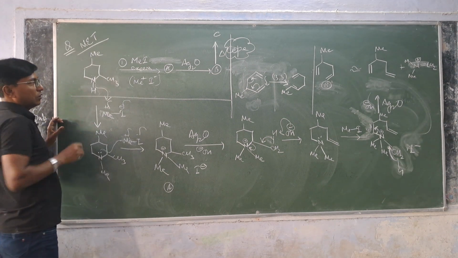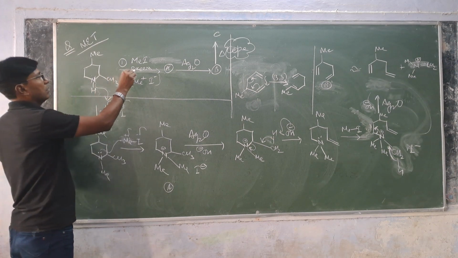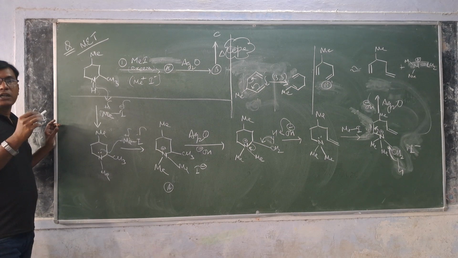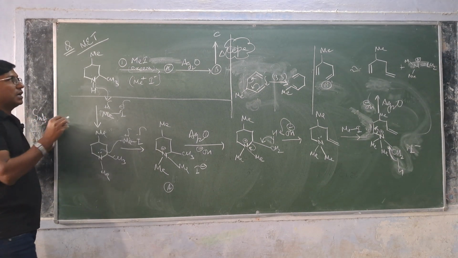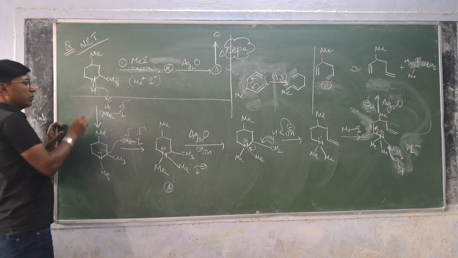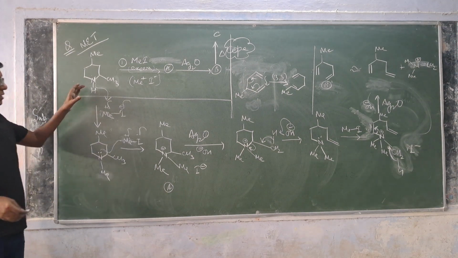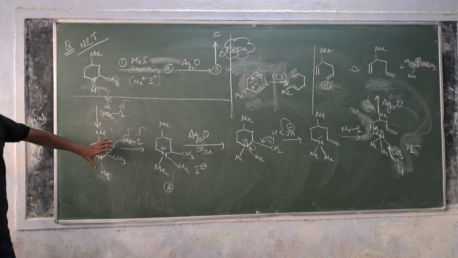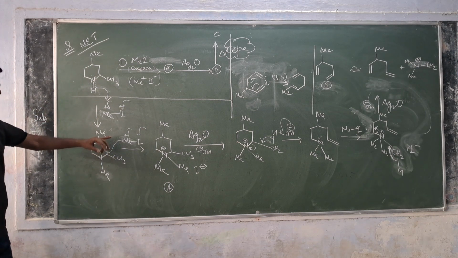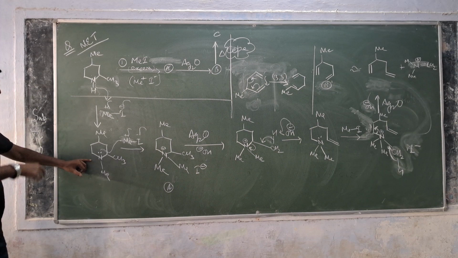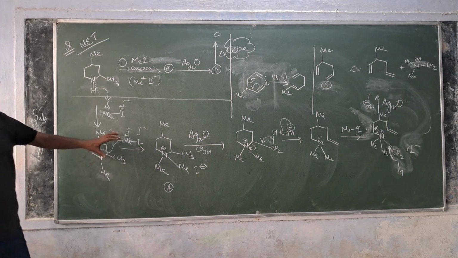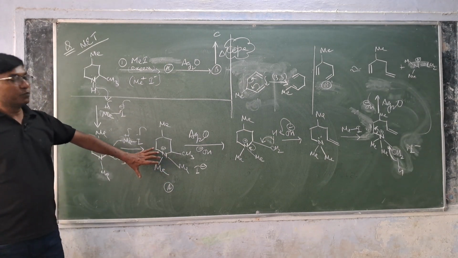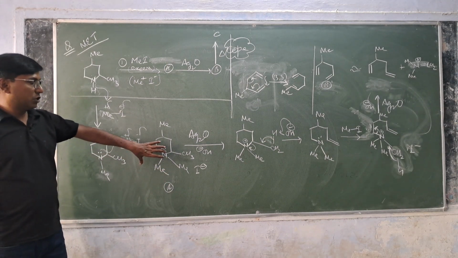So, in solving this, in the first part, by seeing this word excess, we can easily think that this is going to be a case of Hofmann exhaustive methylation, in which methylation will occur at this nitrogen at position number 9. Then, since methyl iodide is present in excess, the second molecule of methyl iodide is also going to be added again at this nitrogen position.